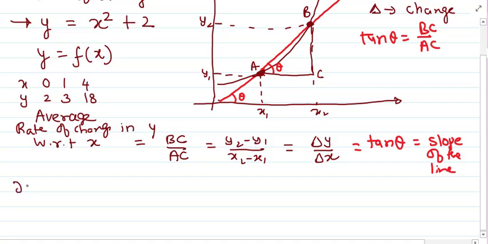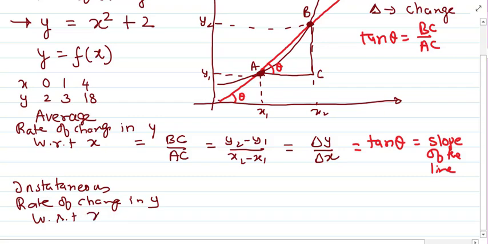Let us say we are interested in finding the instantaneous rate of change in y with respect to x. If we want to find the instantaneous rate of change, then these two points A and B should be very close to each other. For example, A could be over here and B next to it. They are so close to each other that the change gives us the instantaneous rate of change.